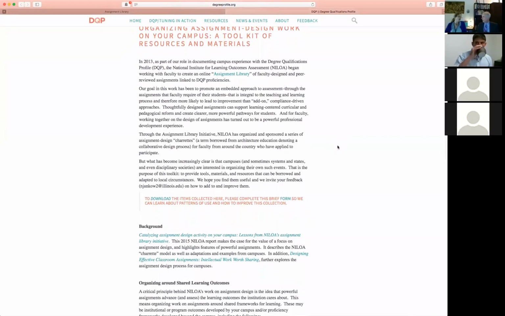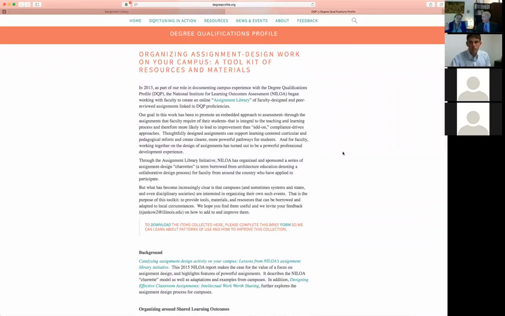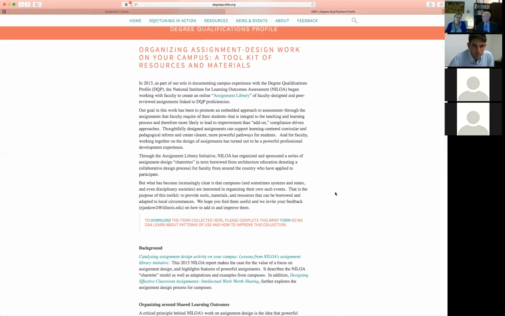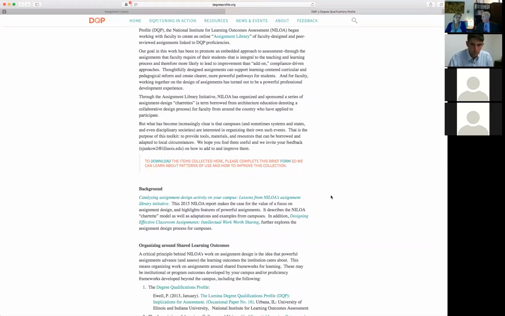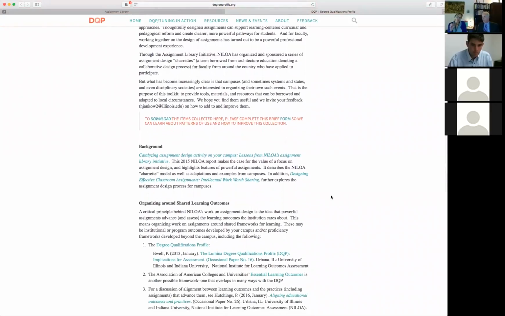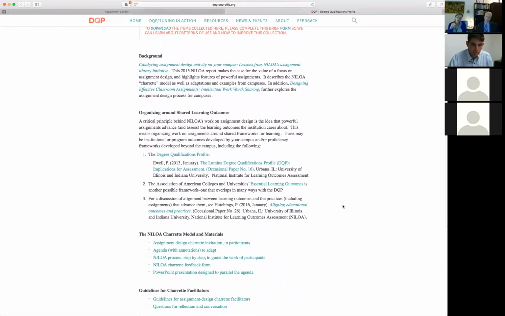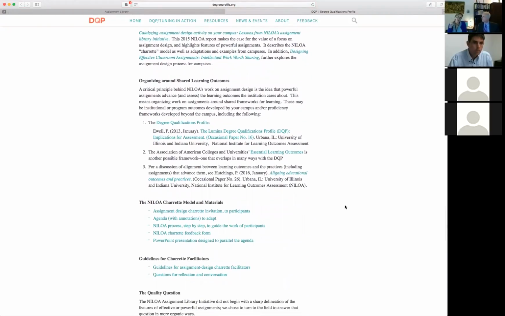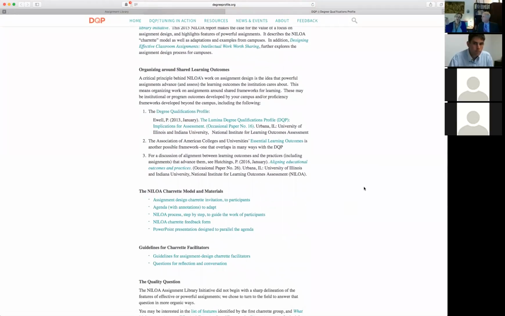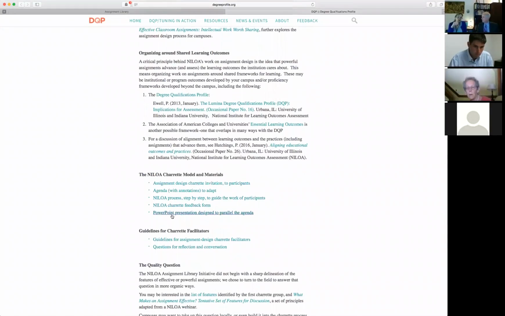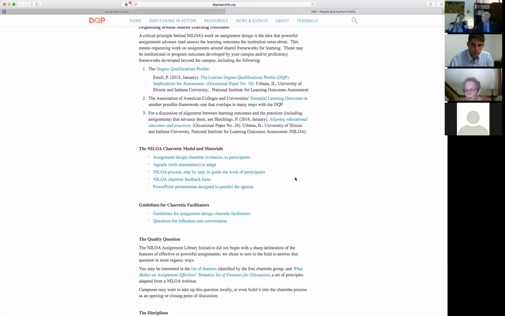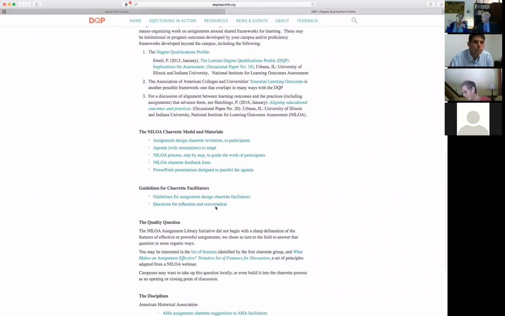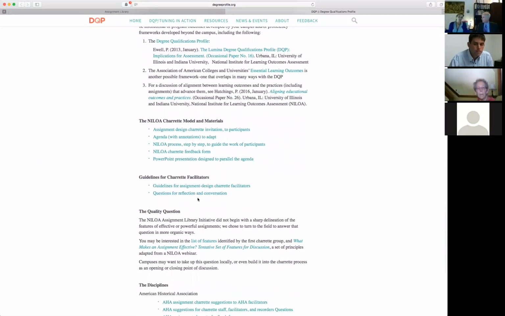A look at the toolkit with me, and if Pat's able to get her audio working again, you'll be able to go there. You can look at this yourself, but I can walk you through it so that you can actually find materials so that you can do a charrette yourself, including the DQP materials, the charrette model, and a step-by-step process for going through a charrette, feedback forms, guidelines, questions for reflection and conversation.